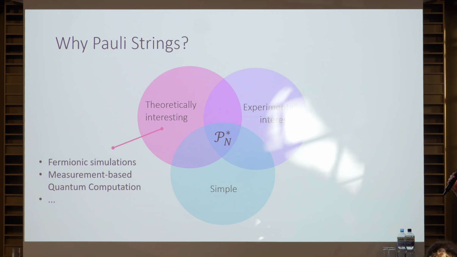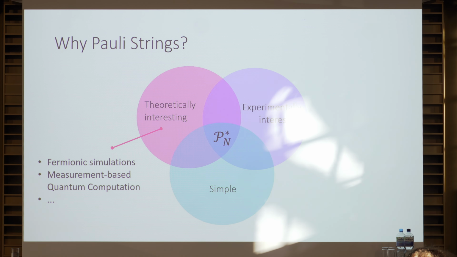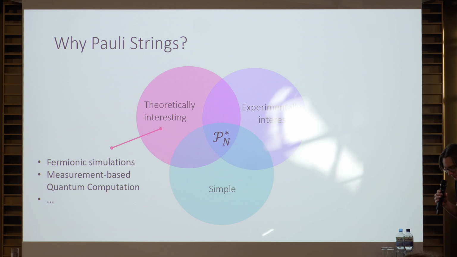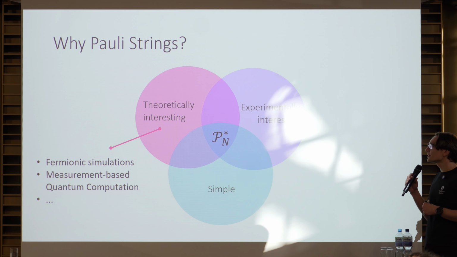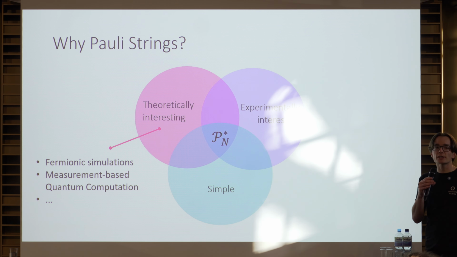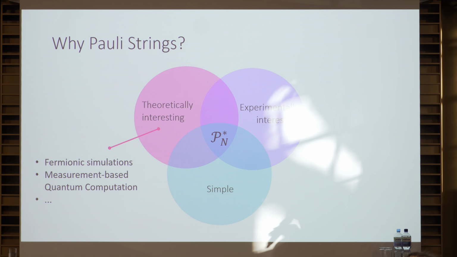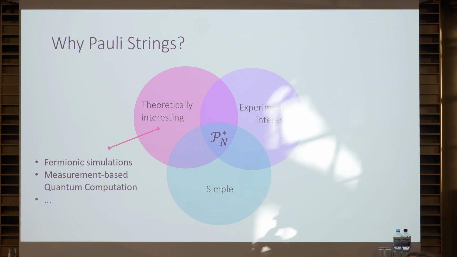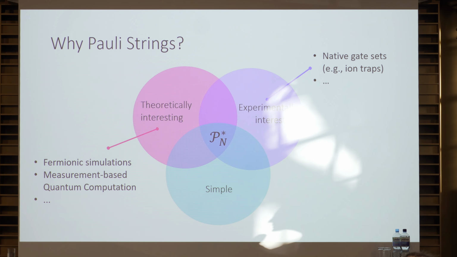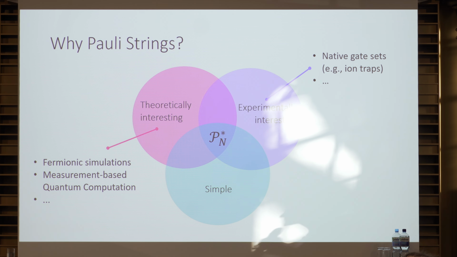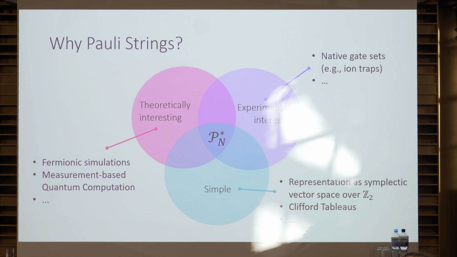So I think they're theoretically interesting not only for fermionic simulations, but for quantum simulations in general. There are many reasons why they're theoretically interesting, but to me specifically, they're interesting because they appear naturally in measurement-based quantum computation, which is where I come from. And then you can add everything that Jens already said. And then, of course, they're experimentally interesting because in some architectures, they appear as native gate sets, such as ion traps. And they are simple to deal with, right?